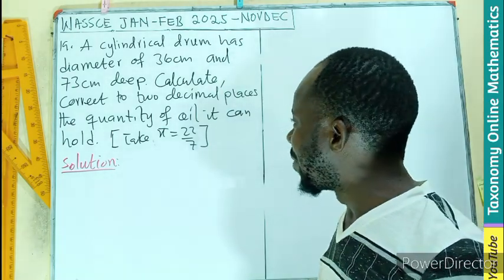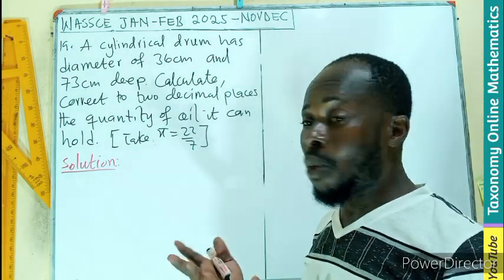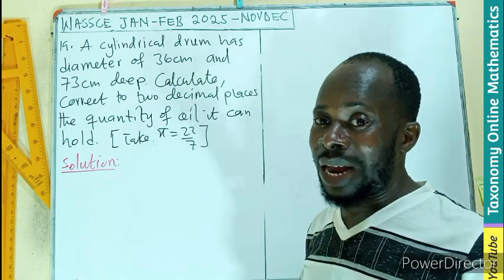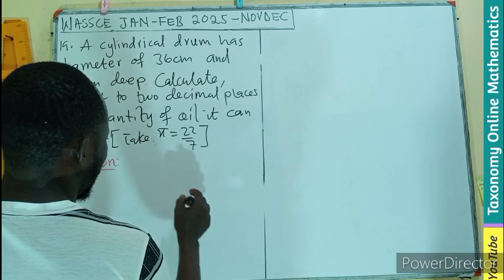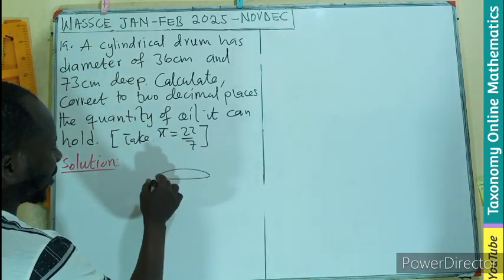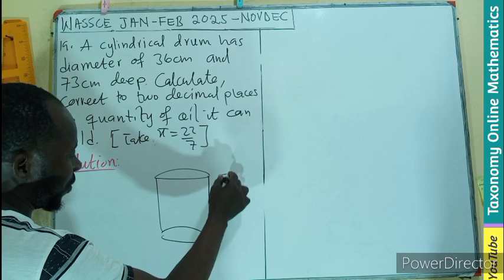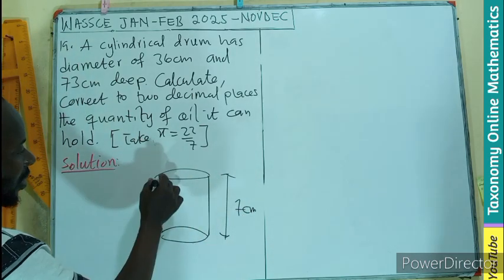So let's see how we can be able to do this. In looking for volume, the quantity of oil it can hold is just describing the volume of the cylinder. Let's make a sketch. We know a cylinder is in this form. Looking out for the depth, that will be 73 centimeter.